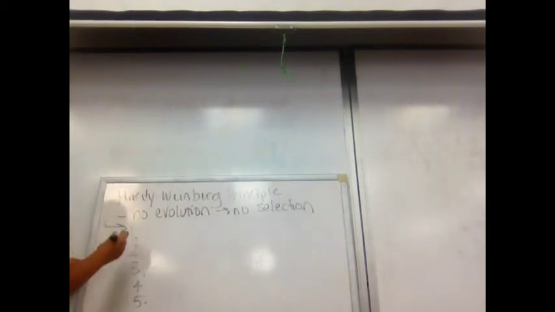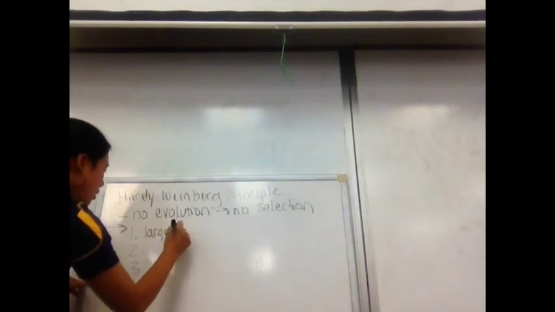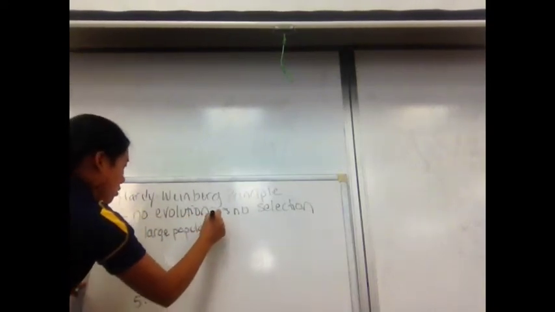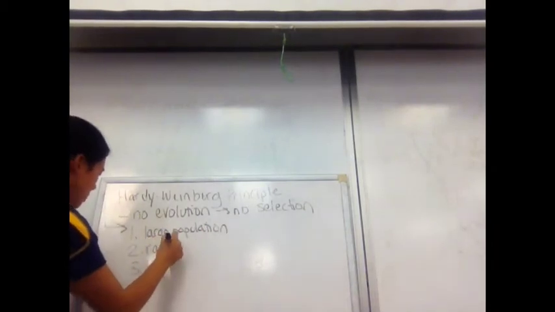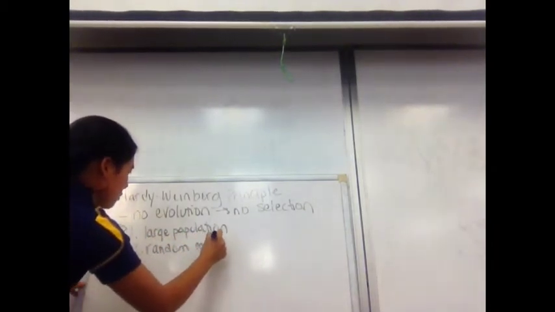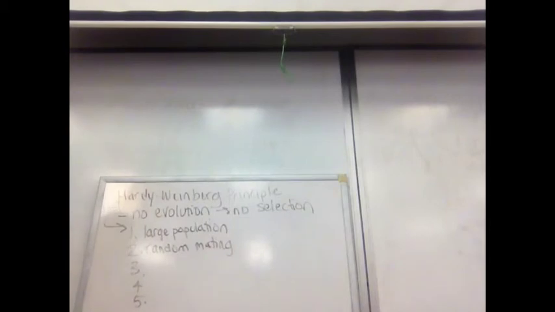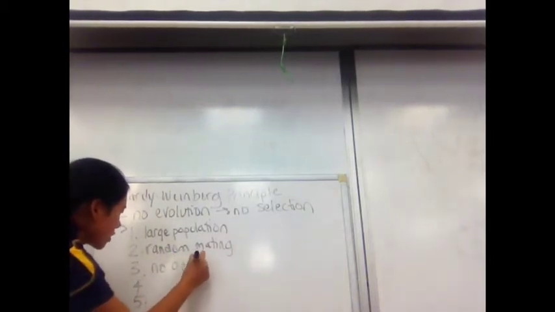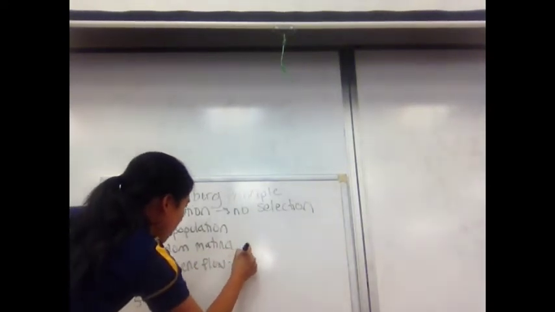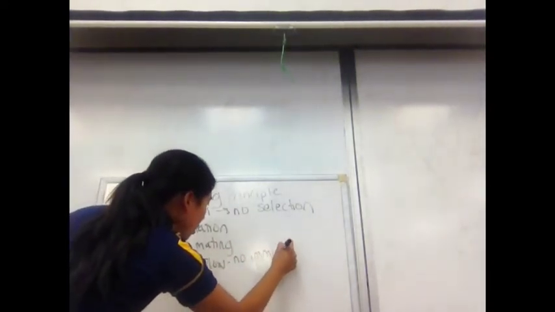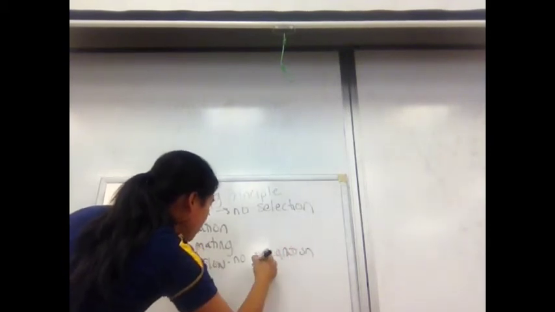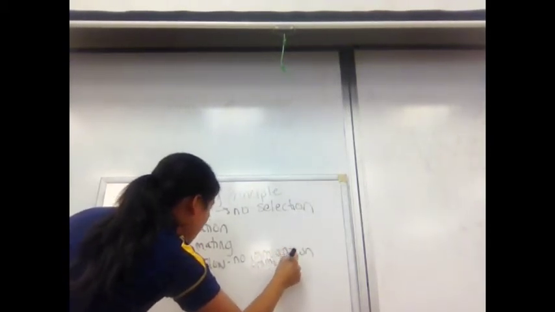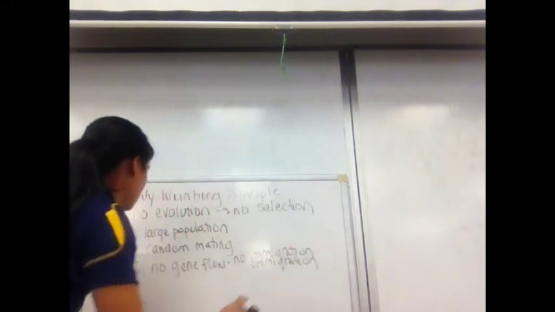To fulfill Hardy-Weinberg, you need a large population, you need random mating, you need no gene flow. So going back to last week's lecture, there's no gene flow, so no migration or immigration. Large population, random mating, no gene flow.